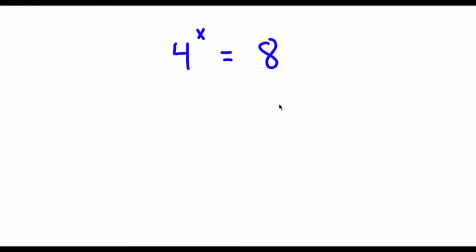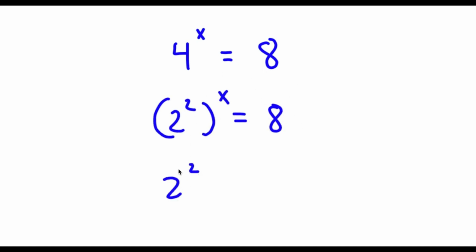Alright, so I have 4 to the power of x is equal to 8. So now to solve this problem, first off, 4, this is the same thing as 2 squared. So now I have 2 squared to the power of x is equal to 8. Now 8, this is the same thing as 2 to the power of 3. So now I have 2 squared to the power of x is equal to 2 to the power of 3.